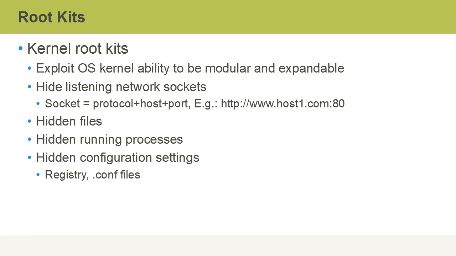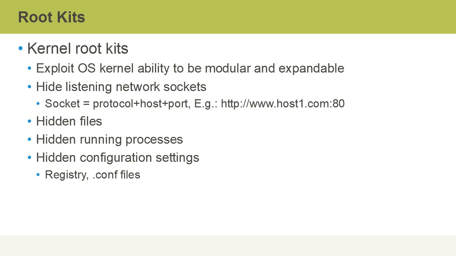Other kernel rootkits will actually hide files that aren't seen with normal operating system commands. These files might contain illegal data, or they might contain additional malware payloads. Now, we could also have running processes that are hidden from normal operating system tools like the Windows Task Manager or the Linux PS command. There's also the possibility of kernel rootkits being spawned due to some hidden configuration somewhere, such as in the Windows registry or within a Unix or Linux configuration or .conf file.